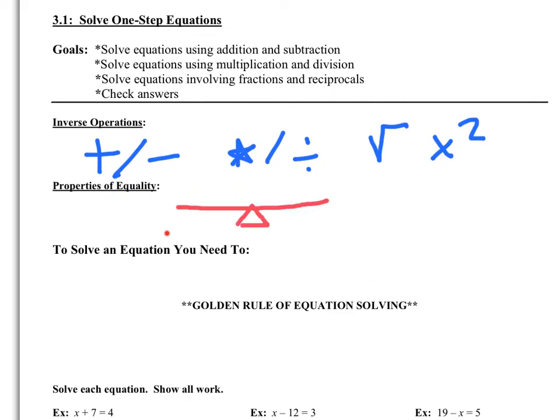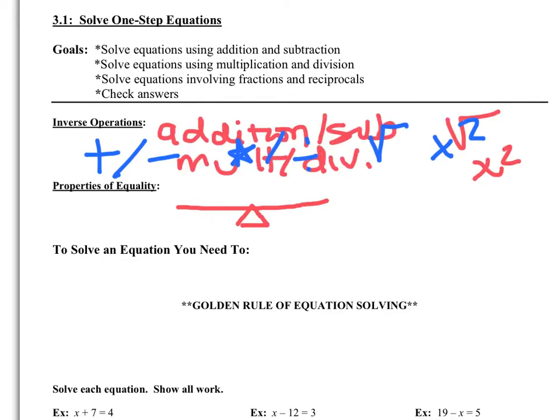Properties of equality, I think of like a seesaw. If you can imagine that a seesaw is balanced, basically what the properties of equality say is that if you add something to one side, as long as you add the exact same thing to the other, it's going to stay balanced. Or if you subtract something from one side, if you subtract the exact same thing from the other, it will stay balanced. Same thing with multiplication and division, which is why the golden rule of equation solving is that whatever you do to one side, you do to the other.